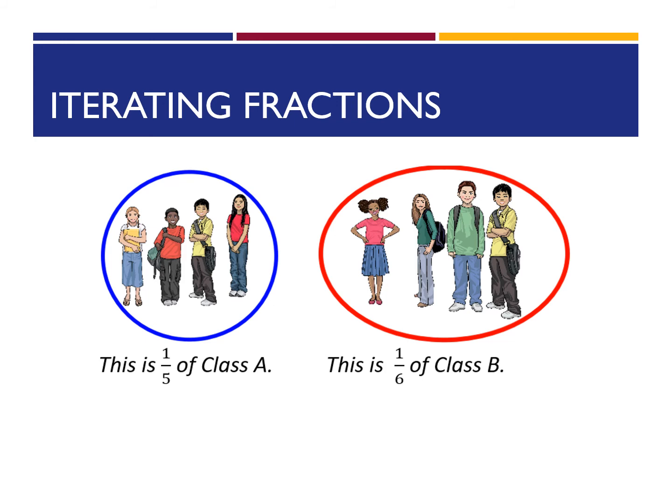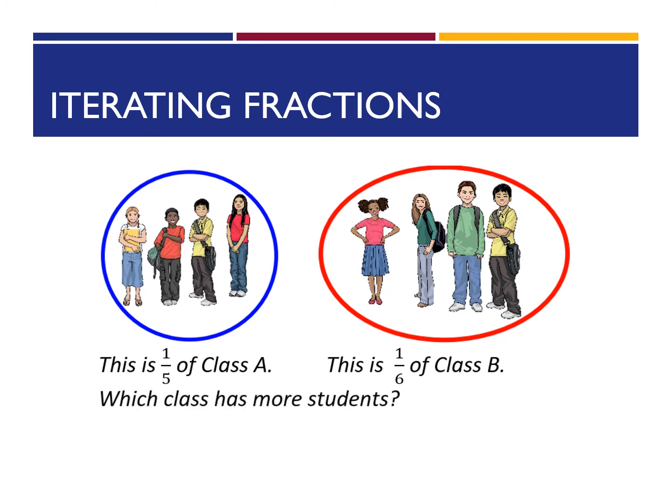So of course you've got 1/5 of class A, that's 4 children, so you'd repeat those 4 children 5 times. 5 groups of those 4 children, and for the 1/6 of class B, you're looking at 6 groups of those 4 children. How many children altogether? And using that repetition, 5 times for class A because it's in fifths, 6 times for class B because it's in sixths. That's the idea of iterating fractions and using that method to solve problems.